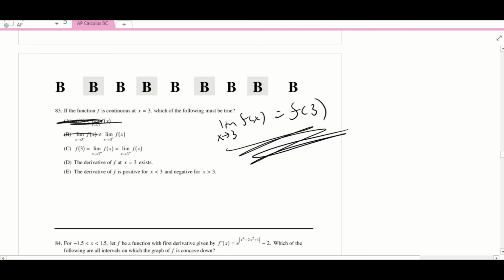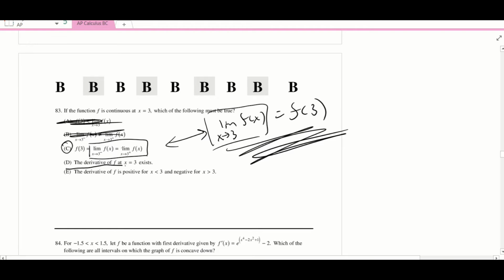We also know b is wrong because if the limit from the left to 3 is not equal to the limit from the right to 3, then the limit doesn't exist. Well, c holds because this here equals this, right? So we can substitute this into here, and yeah.